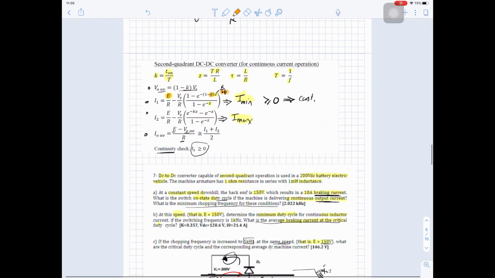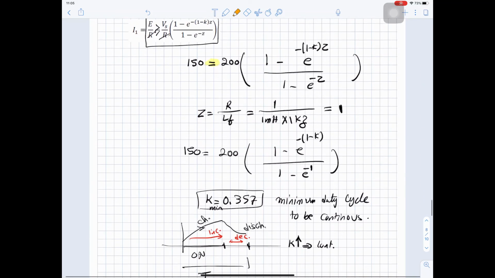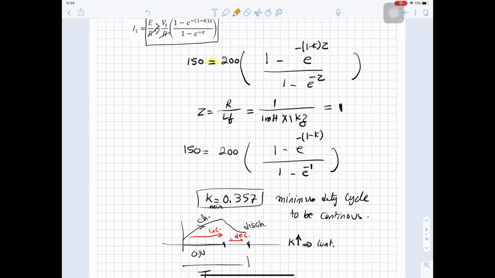Okay, so this is the boost converter. I will stop the lecture here and we will continue in the second part.